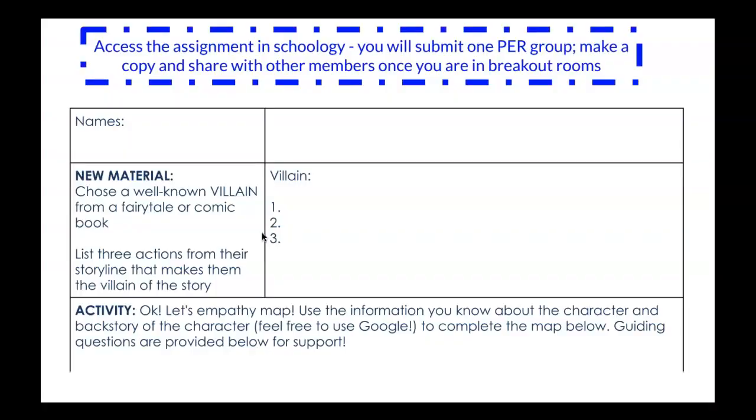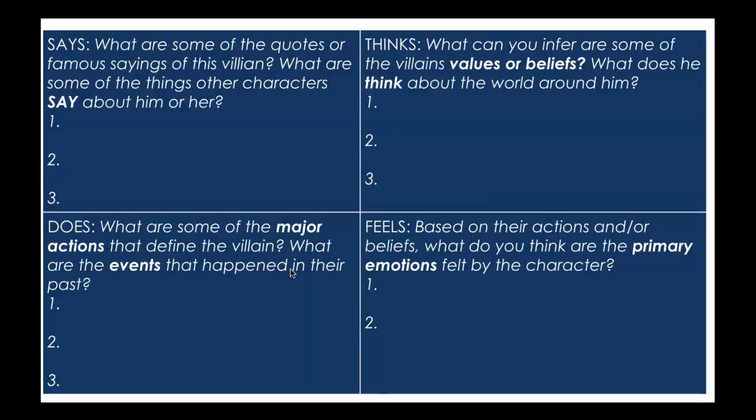All right. So again, step 1, pick your villain. What makes them a villain? Tell me a little bit about them. Step 2, empathy map them. Get into their heads. Method act. What do they say? What do they think? What do they feel? What do they do? What are some of the actions that mark their past?